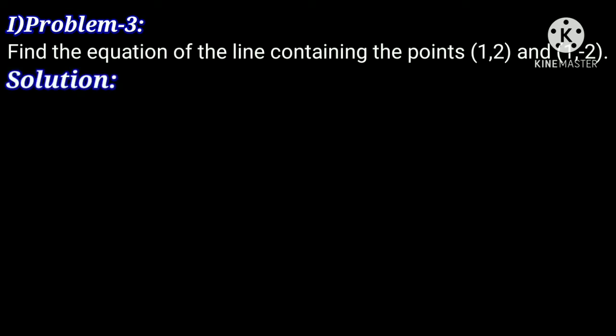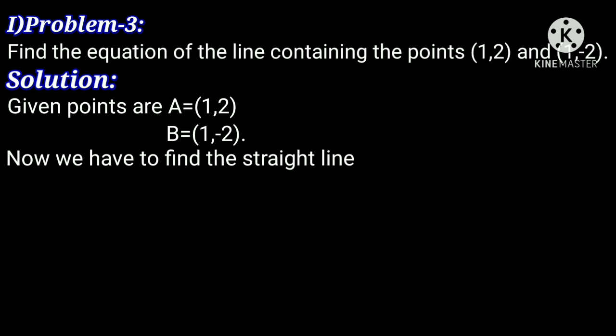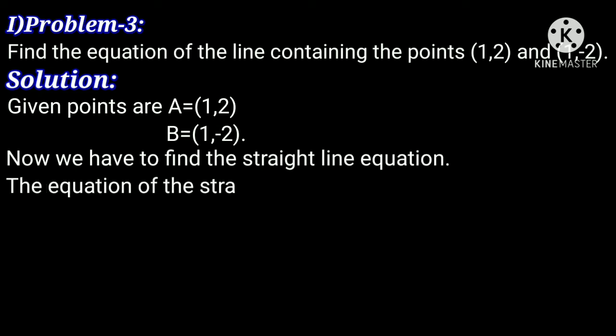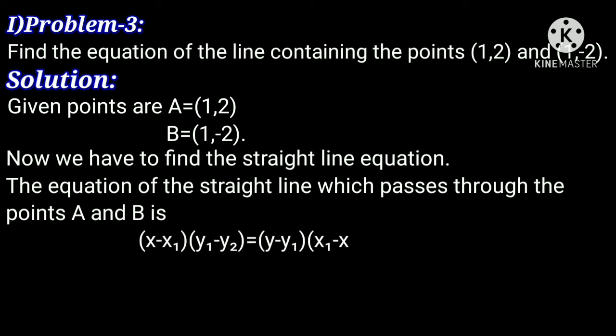Solution. Let us assume that the given points are A equal to (1, 2) and B equal to (1, minus 2). Now, we have to find the straight line equation. The equation of the straight line which passes through the points A and B is (x minus x1) into (y1 minus y2) equal to (y minus y1) into (x1 minus x2). Here we substitute x1, y1 and x2, y2 values, then the above equation becomes (x minus 1) into (2 plus 2) equal to (y minus 2) into (1 minus 1).